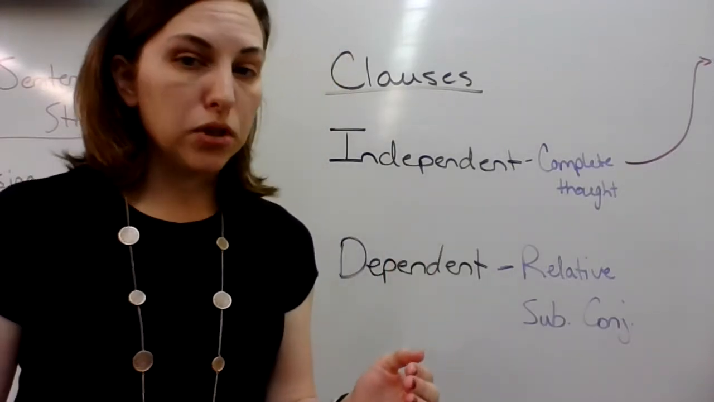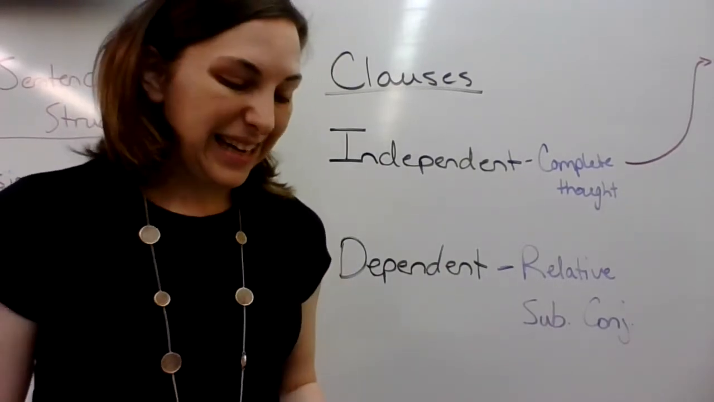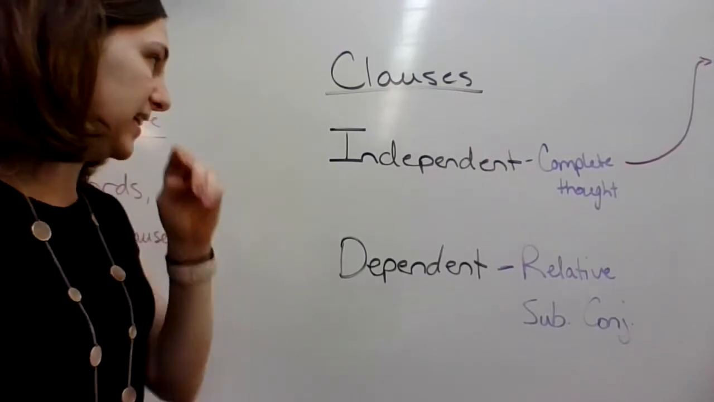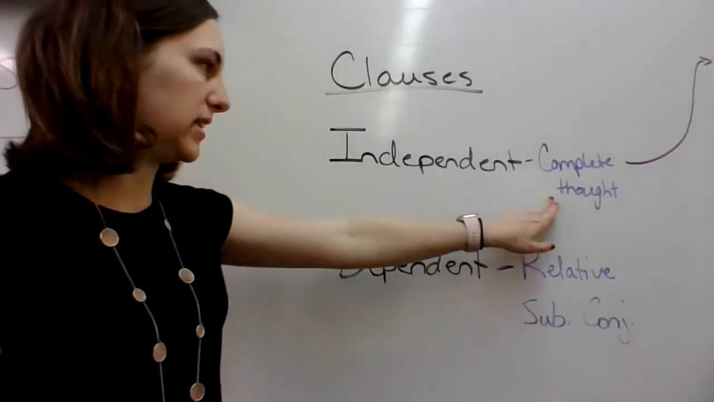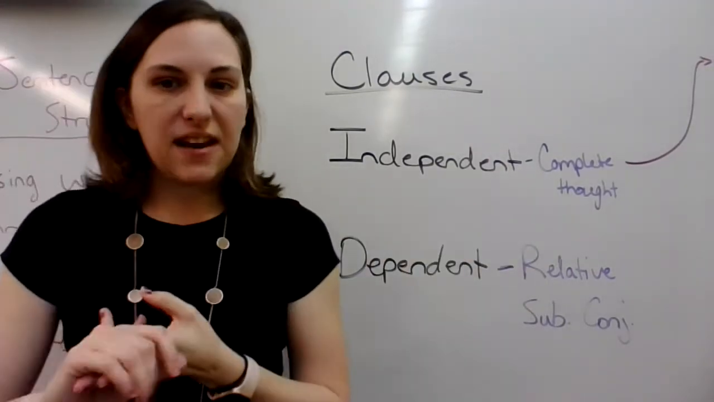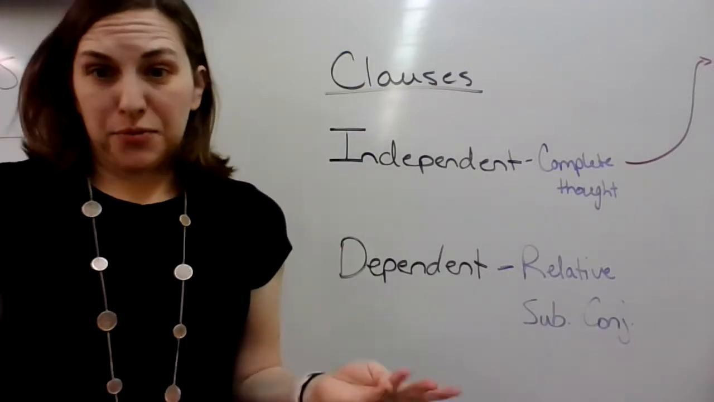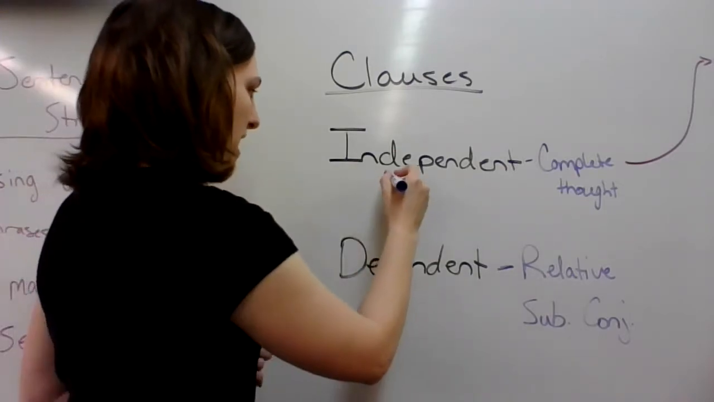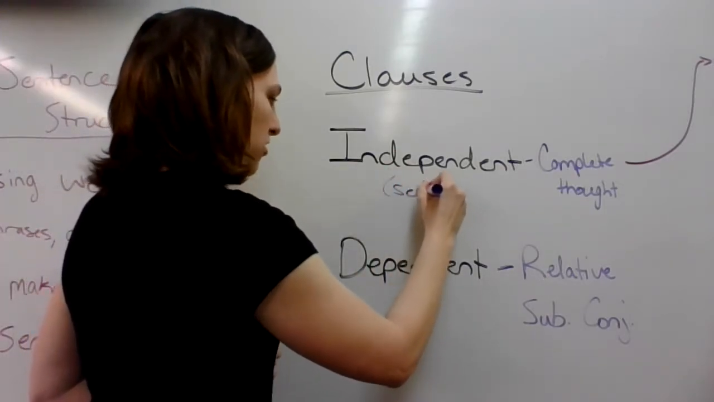Point 2 in your book, I'm following in your book now. An independent clause expresses a complete thought and can stand alone in a sentence. Okay, so independent clauses, complete thought, it has a subject and a verb. It's many times what we just call a sentence. Okay, an independent clause can be the same thing as just a regular sentence.